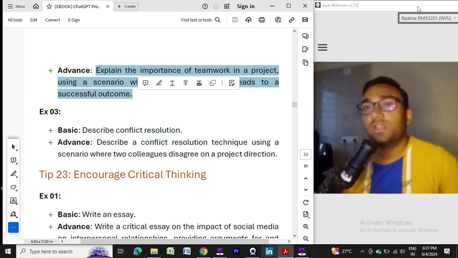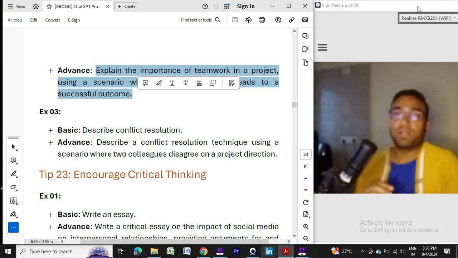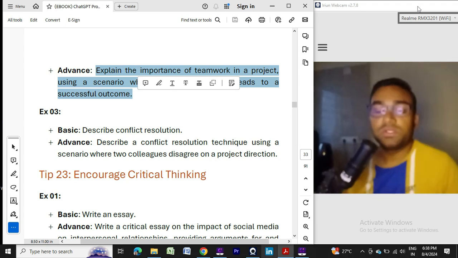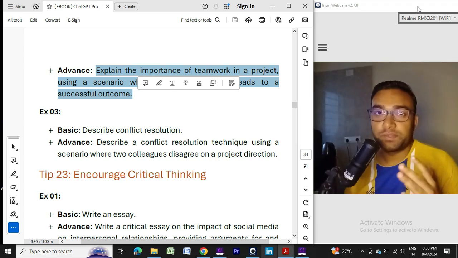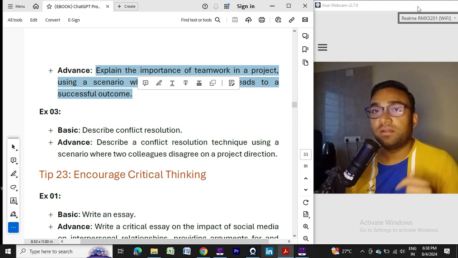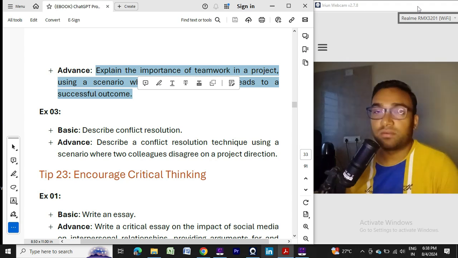Okay, so if you have that scenario, you can provide it and ask ChatGPT to provide the answer. Otherwise, for experiment purposes, you can tell ChatGPT, hey ChatGPT, please provide me a scenario, and then provide me the solution also, how we can handle that complex situation or difficult customer.